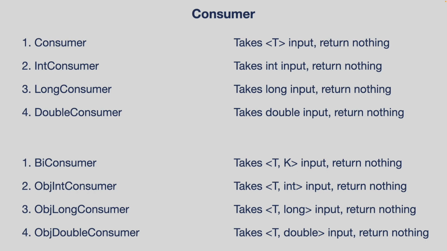Second is the ObjIntConsumer. As the name says, the first input is T, any kind of object, and the second is the int, a primitive type, and it returns nothing. Third is ObjLongConsumer. Again first is T, any kind of object, and second is the long, that is a primitive data type. Now the fourth one is the ObjDoubleConsumer. Again first is T, any kind of object, and second is the double, that is a double primitive type.